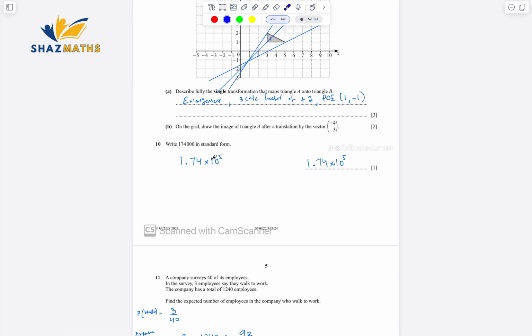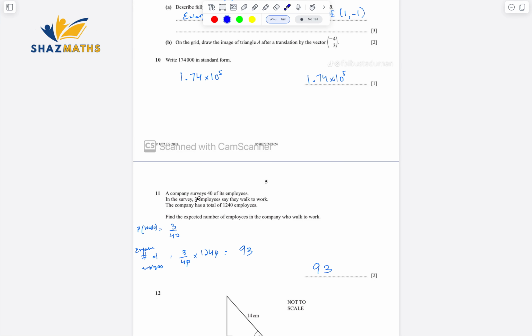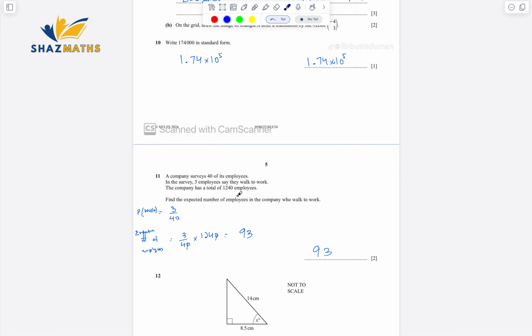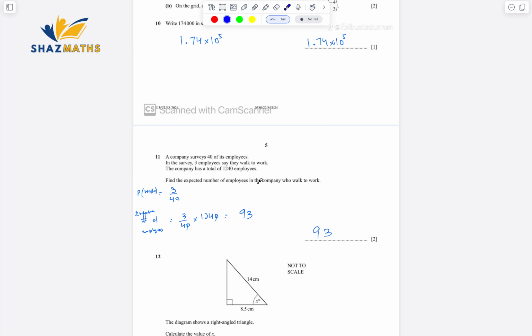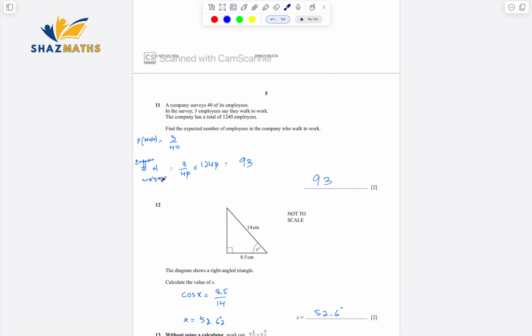Let's go ahead. A company surveys 40 of its employees. In the survey, 3 of the employees say they walk to work. The company has a total of this many employees. Find the expected number of employees in the company who walk to work. Okay, so we'll find the probability first. That is 3 over 40, right? That's the probability of those who walk to work. And we have to find the expected number. So the expected number of employees would be 3 by 40 times 1240.